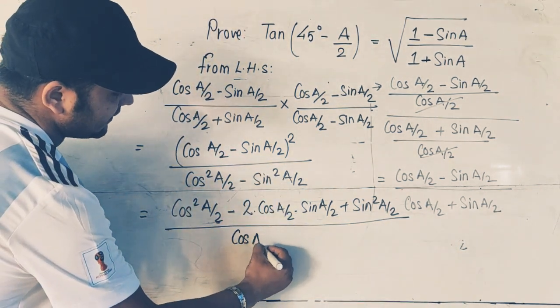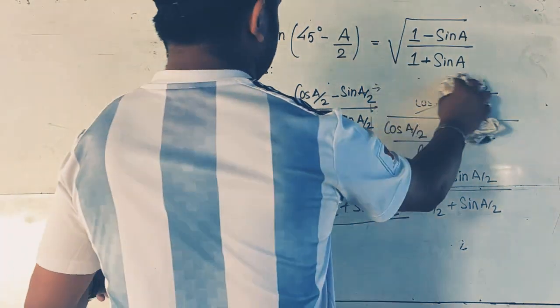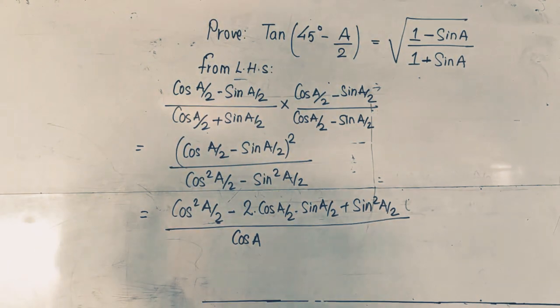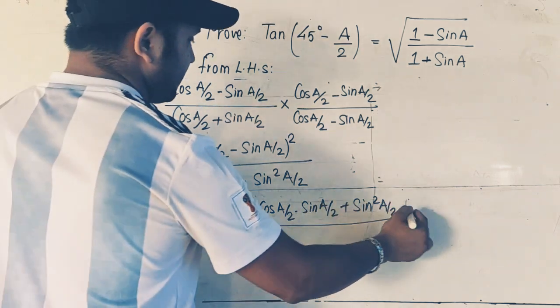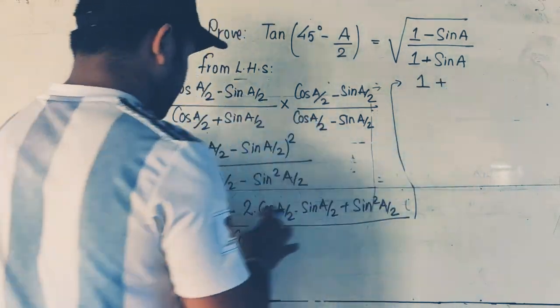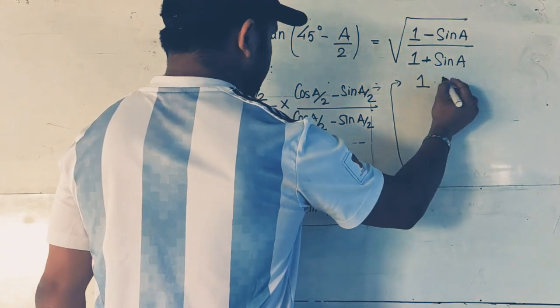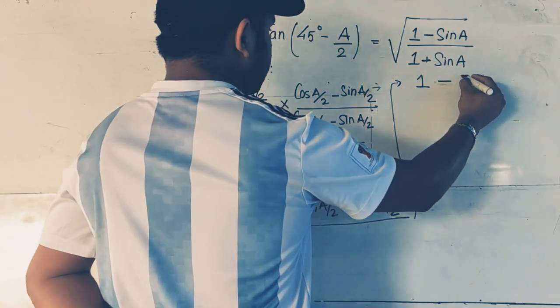This is the formula of cos A. The formula of cos A is cos square A/2 minus sin square A/2. Now in the numerator you have cos square A/2 plus sin square A/2, which is 1. Minus 2 sin A/2 cos A/2, which is the formula of sin A.